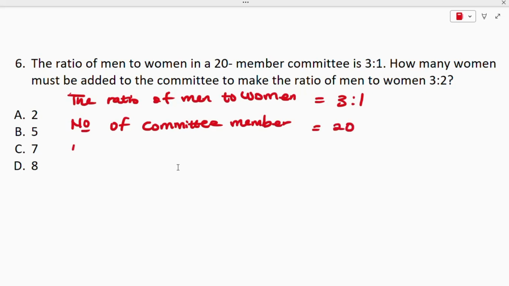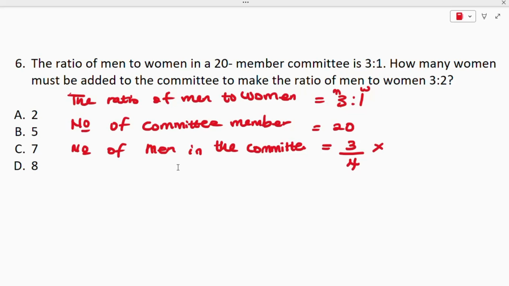Now we have the number of men in the committee. In order for us to solve the number of men in the committee, this is equal to 3/4. How did we get 3? So from here, the ratio of men, which implies that 3 belongs to men and 1 belongs to the what? Women. Divide by the total ratio, which is 3 plus 1 is 4, times the number of committee members, which is what? 20. So this is equal to 4 here 1, 4 into 20 is 5. So 3 times 5 is what? 15. So we have that the number of men in the committee is 15.